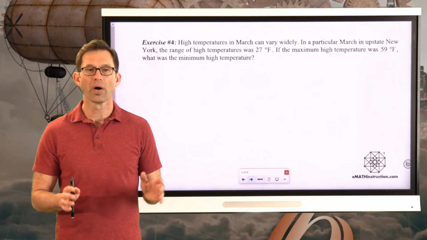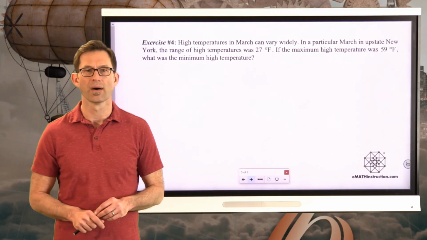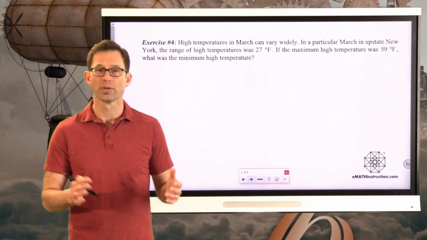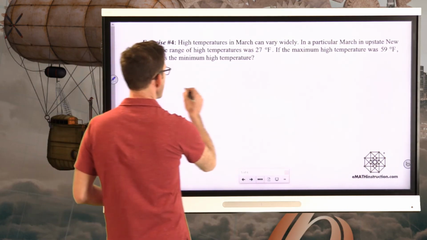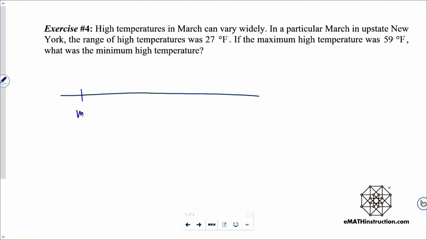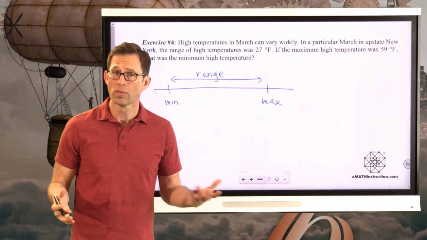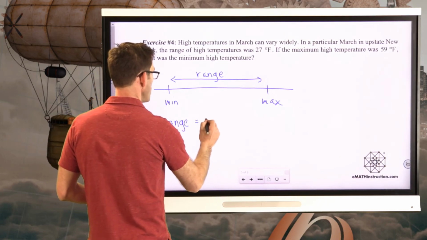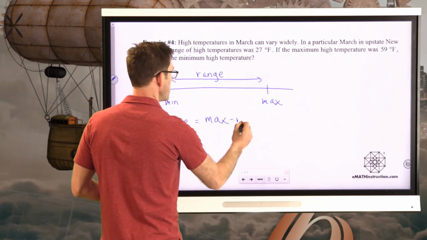Awesome. Well, I'd like you to pause the video now and see if you can figure this out. Well, literally, right? If we think about a data set on a number line, we have some min value, we have some max value, and then we have the range. So what we know from the formula is that the range equals the max minus the min.